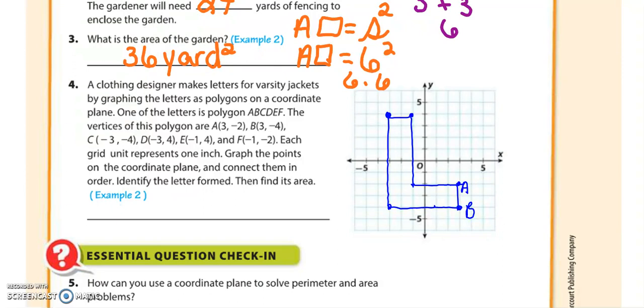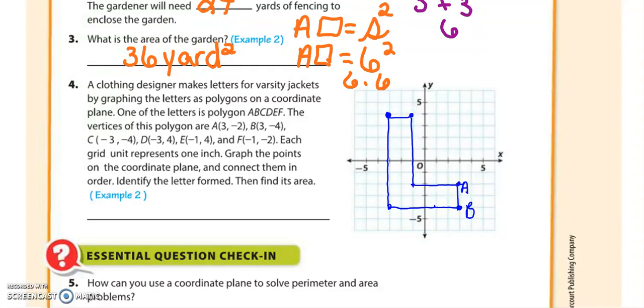The clothing designer makes letters for varsity jackets by graphing the letters as polygons on a coordinate plane. One of the letters is polygon A, B, C, D, E, and F. The vertices of the polygon are as follows. Each grid unit represents 1 inch. Graph the points on the coordinate plane and connect them in order. Identify the letter formed, then find the area.